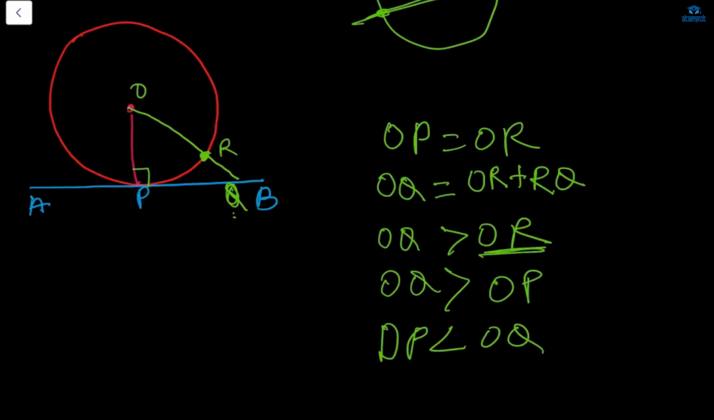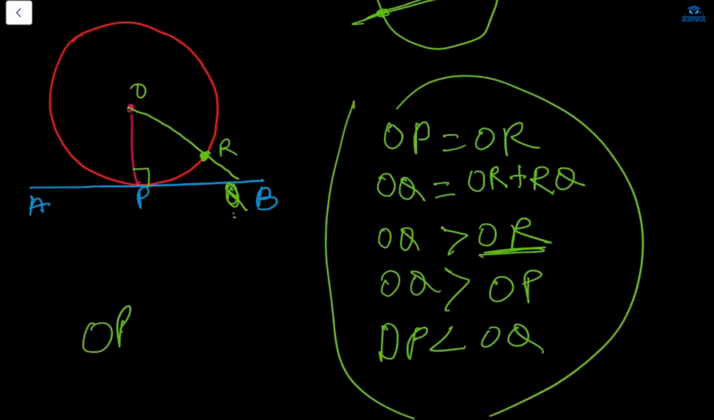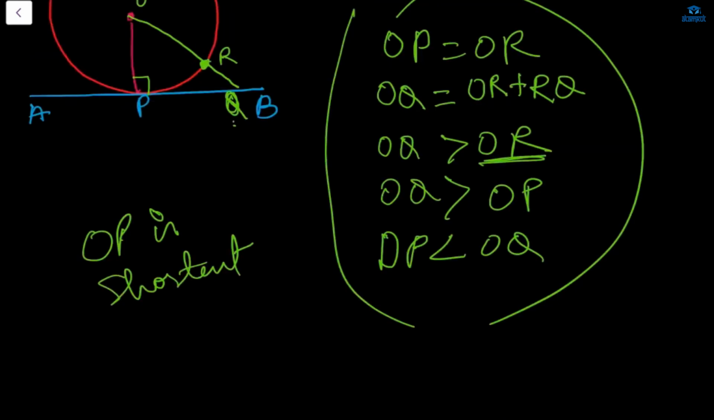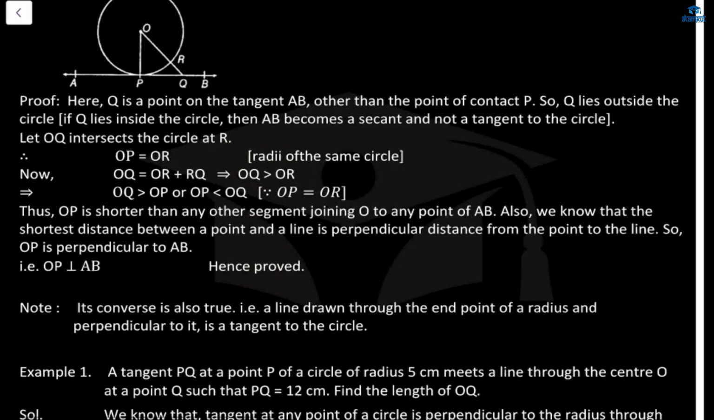I explained all this because OP is the shortest distance between the point O and the tangent. The perpendicular is the shortest distance between a point and a line. You can read here, I have already written it. Thus OP is shorter than any other segment joining O to any point on AB. Also, we know that the shortest distance between a point and a line is the perpendicular distance from the point to the line. So OP is perpendicular to AB.